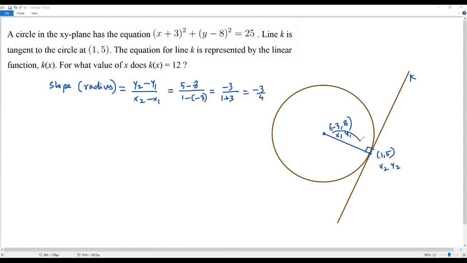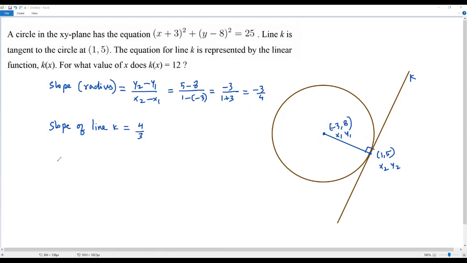Already we know that the radius and line k are perpendicular. Since these 2 line segments are perpendicular, using the slope of this line segment, we'll be able to get the slope of line k. So what do we have to do for that? We have to change the sign, and also take the reciprocal. The slope of line k equals, changing this negative sign to positive and taking the reciprocal, 4/3. We can use this idea whenever 2 lines are perpendicular. Now we have the slope of line k.